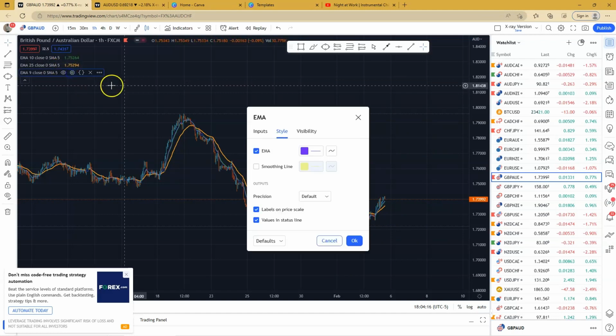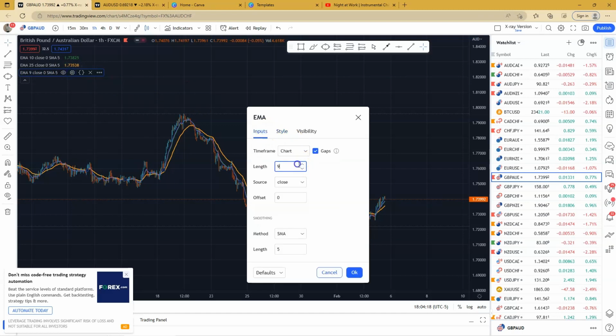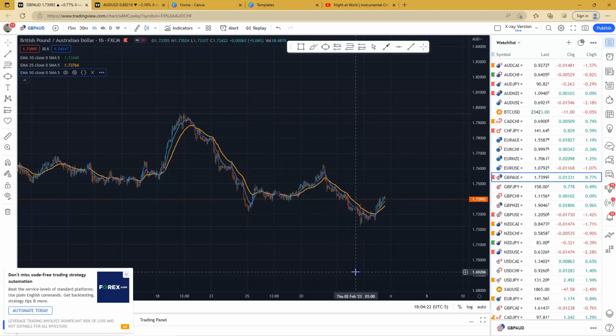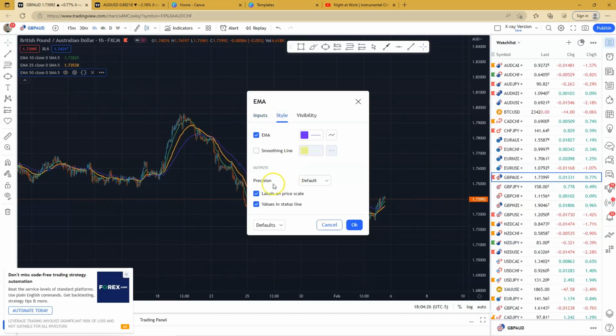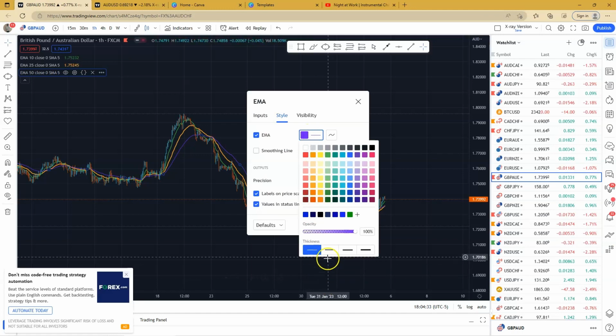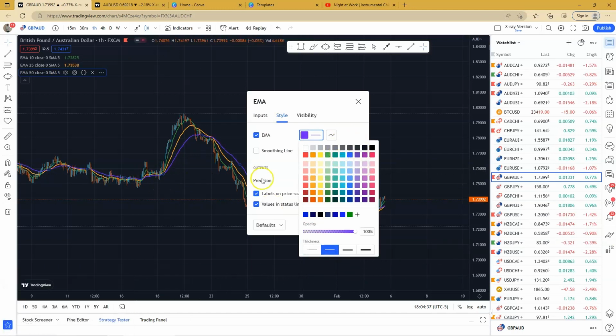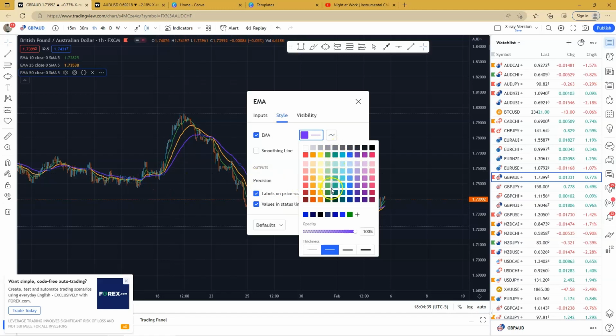What we're going to do is make this one the input period of 50, right? And let's change the size of it as well. Go in here to the lines, make it a little bit thicker. But let's change the color, or we could keep the color pink. So we got orange, yellow.